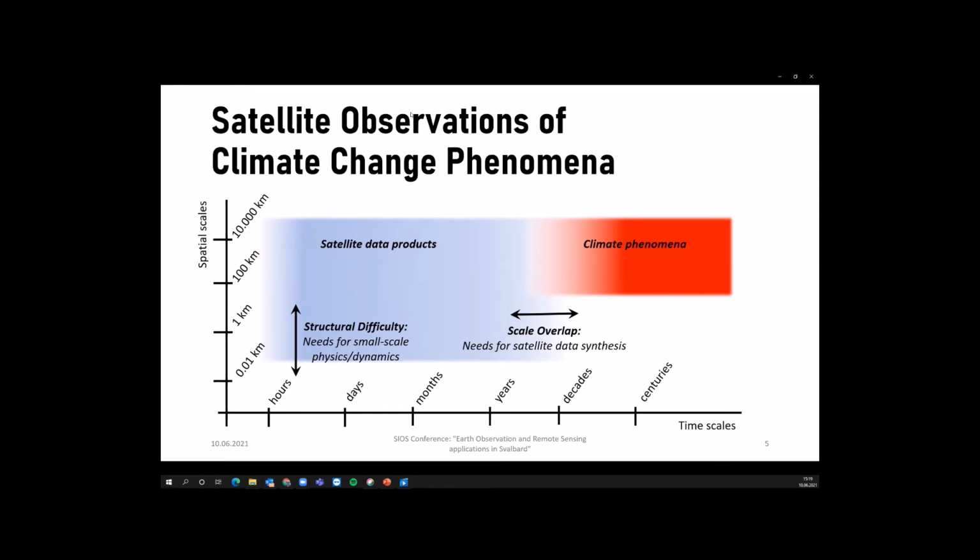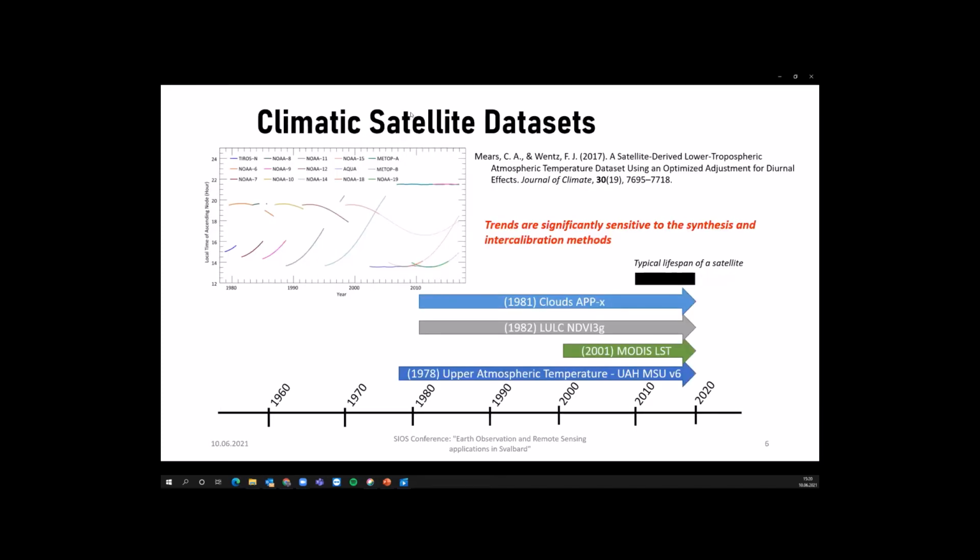One may mention here diverse analysis products that blend, or better to say assimilate, satellite observations. It has been shown, however, that reanalysis increasingly deviate from a real climate as observational constraints are being relaxed. Moreover, reanalysis cannot provide vital details of small-scale physics and dynamics of the climate change.